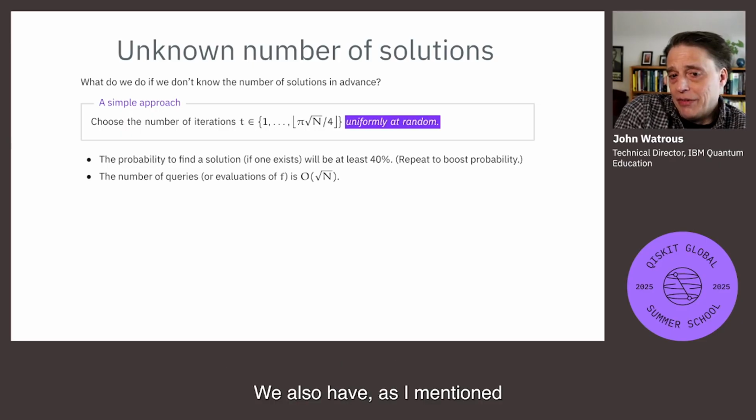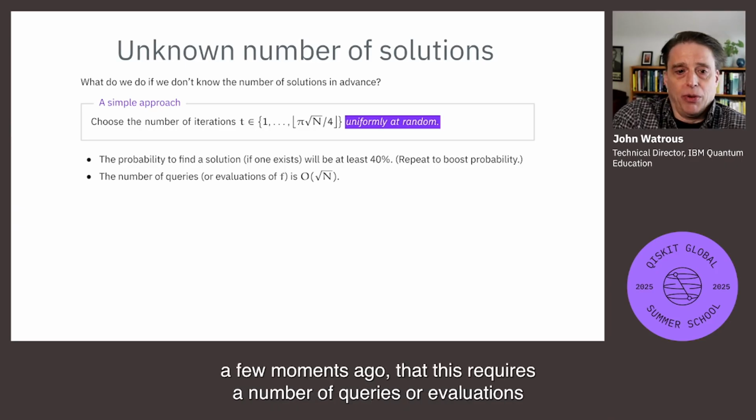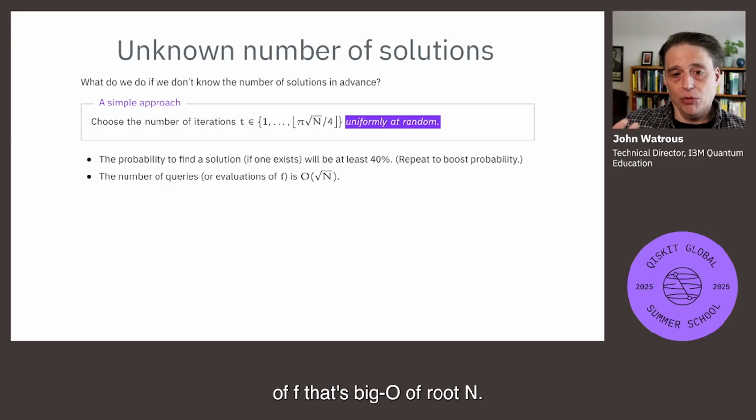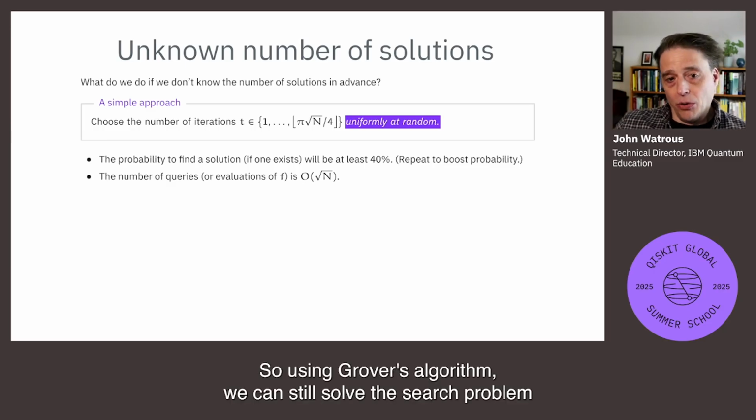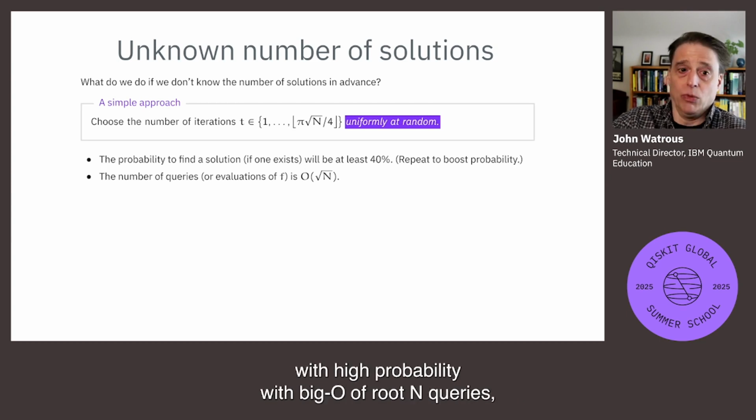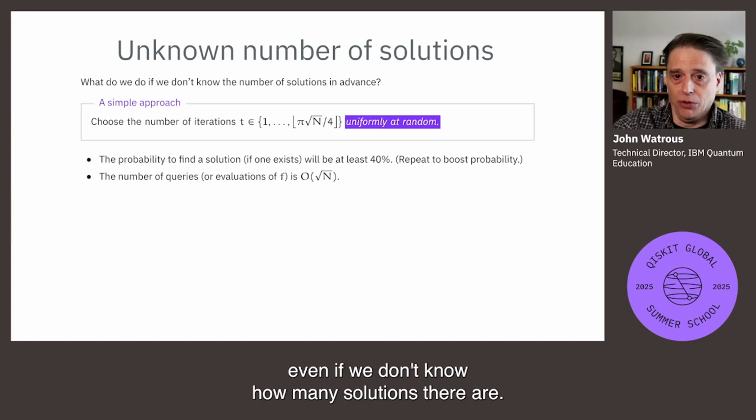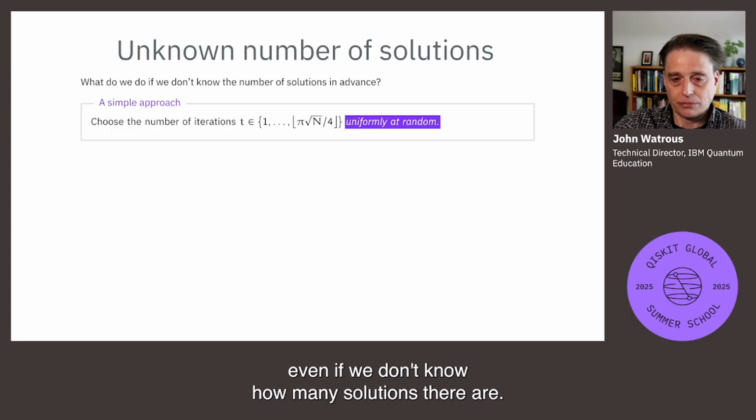We also have, as I mentioned a few moments ago, that this requires a number of queries or evaluations of f that's big O of root n. So, using Grover's algorithm, we can still solve the search problem with high probability with big O of root n queries, even if we don't know how many solutions there are.